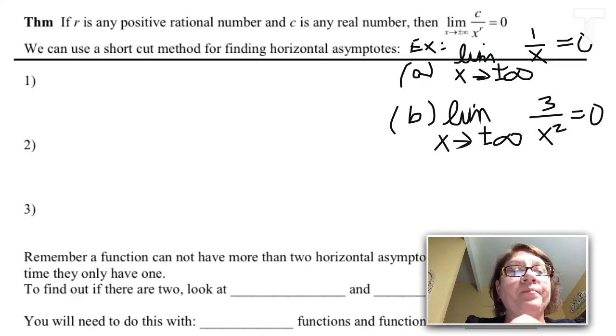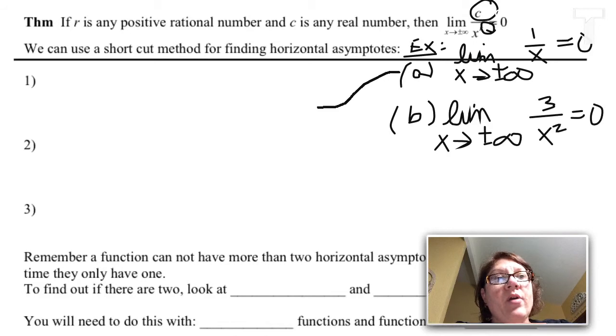So with this theorem, c is any constant and r can be any exponent. So I just need to have x raised to some power. I created a couple of examples here. In the first version, my constant is 1 and my exponent is 1. And in the second version, B, my constant is 3, my exponent is 2.